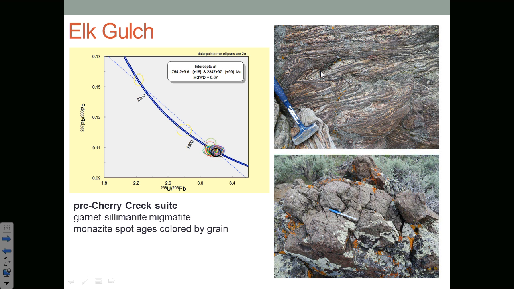In the Elk Gulch area, this is the migmatite in Elk Gulch, and it surrounds these ultramafic pods and a large ultramafic pluton. It's part of what we call the pre-Cherry Creek suite, which is supposed to be the Archean. Well, it's all supposed to be the Archean, but these rocks should be older, interpreted to be older than the Cherry Creek suite. It's another garnet sillimanite-bearing rock, and it's hard to see because it's yellow, but we got one spot age that was about 2.35 billion, and from the same grain, another spot yielded a 2 billion age, and in that same grain we saw the 1.8. So again, 1.75, a very tight peak around 1.75 in the monazite on that.